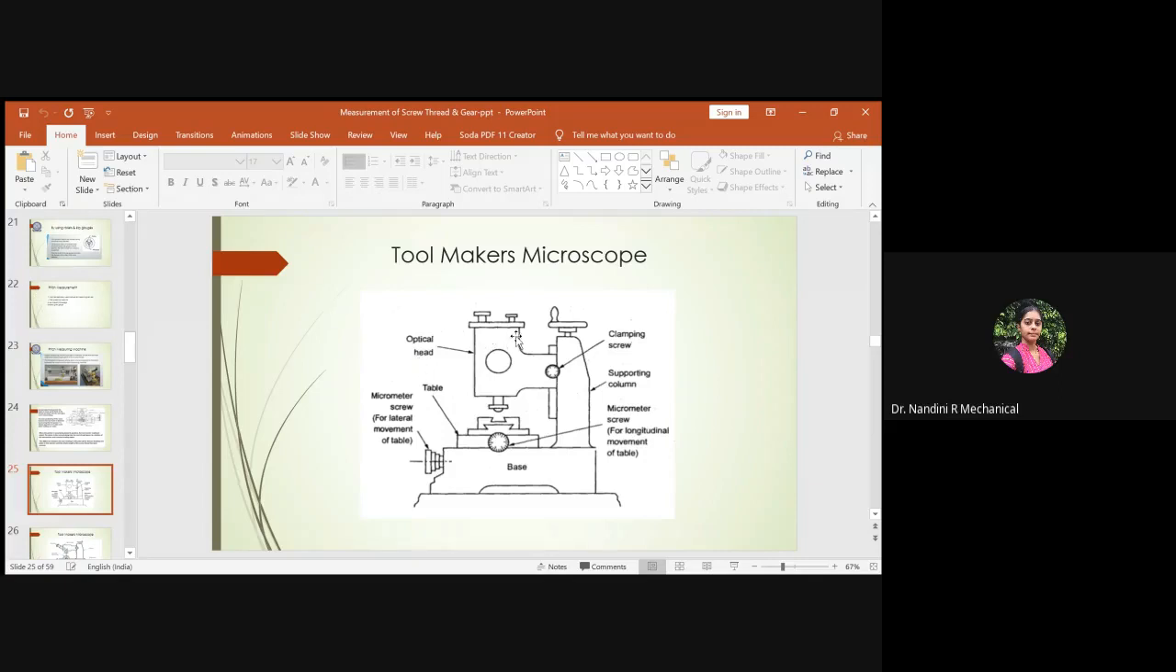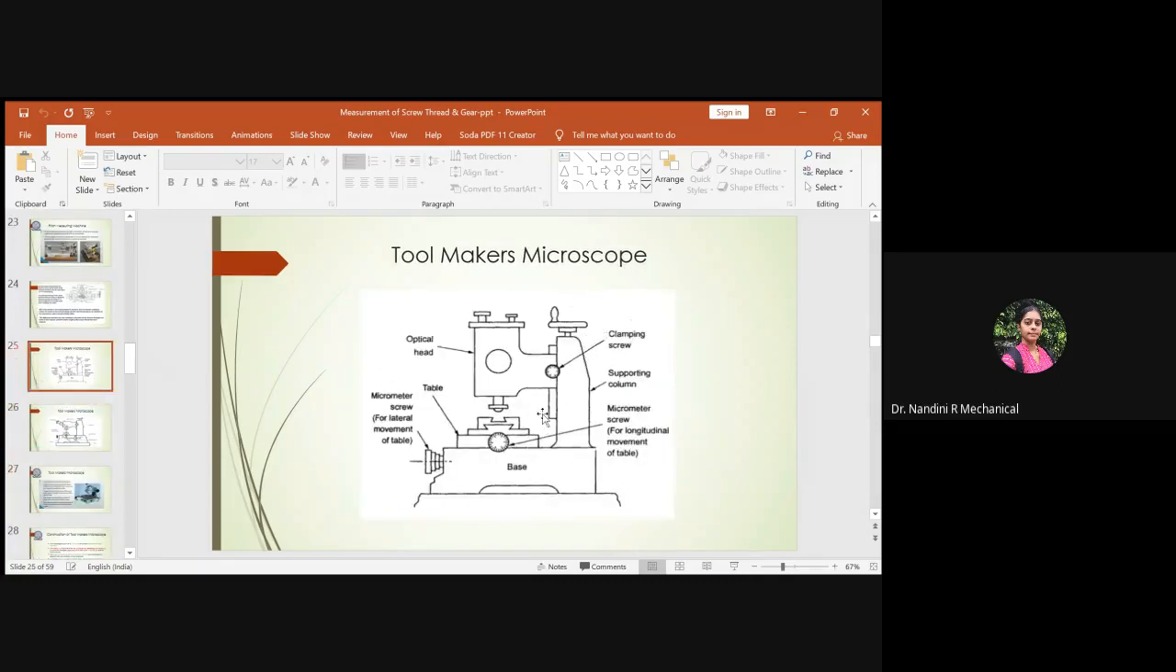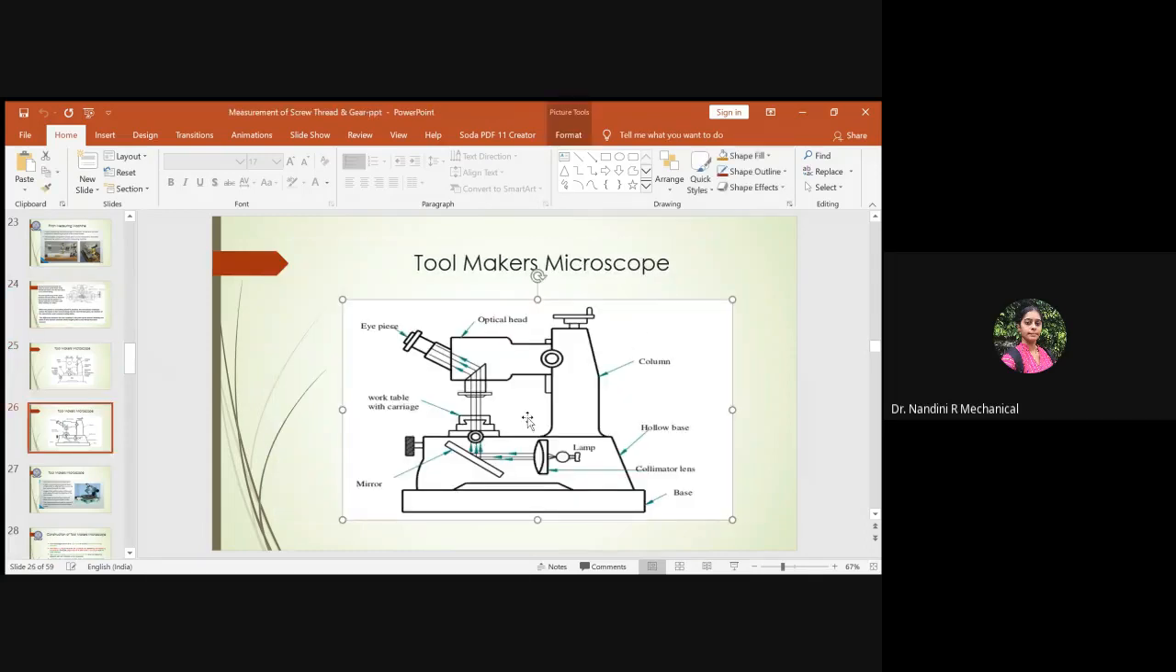And then we came across the toolmaker's microscope. Usually they keep on asking this question on the toolmaker's microscope. So you see that you draw the entire sketch neatly and name all the parts. I have shown you the two pictorial views of the toolmaker's microscope. You can use either one for explanation. The second one will give you a clear picture of how it works also.